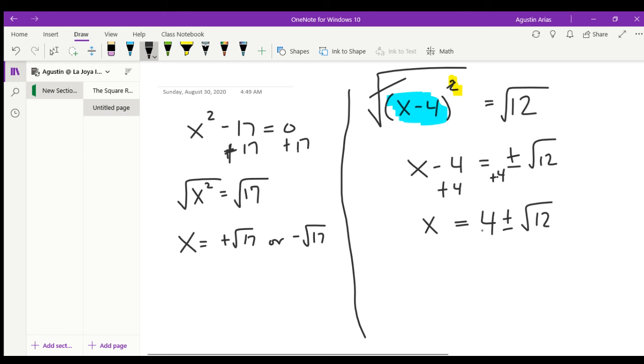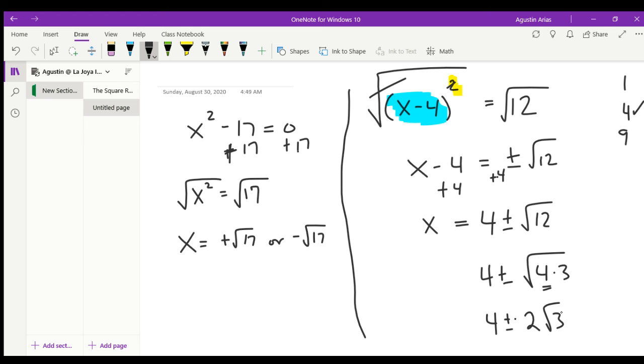And one thing about the square root of 12 is that it can be simplified. Remember our perfect squares: 1, 4, 9. Well, 4 is the one that can divide it, right? So it's going to be 4 plus or minus the square root of 4 times 3. But this 4 can pop out. So it'll be 4 plus or minus 2 square root of 3. Those would be your two answers there.